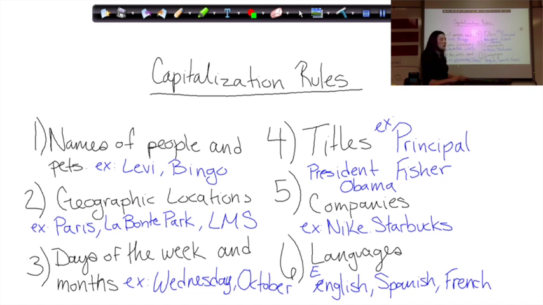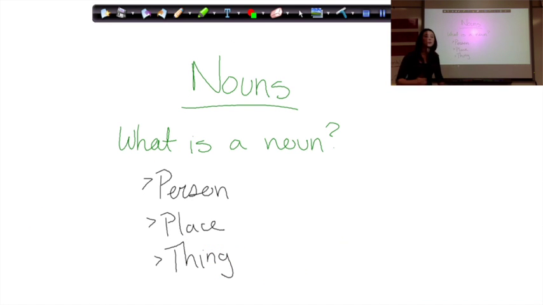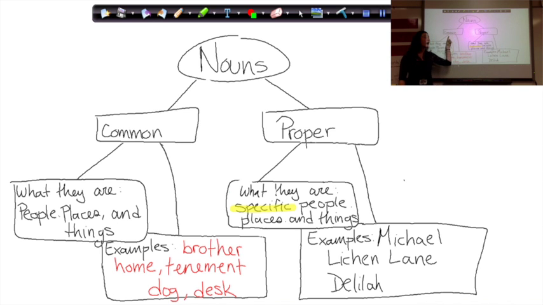Okay, let's go back through and review everything really quick. A noun is a person, a place, or a thing. And there are two different types. One are common nouns, which didn't change. Still people, still places, still things. Like the dog, or brother, or home. But then we can make it a little bit more specific. If you're asking, well, what home? If you want to get specific, then it becomes a proper noun. So, Michael is my brother. Lichen Lane is where I live. Delilah is the name of my dog.